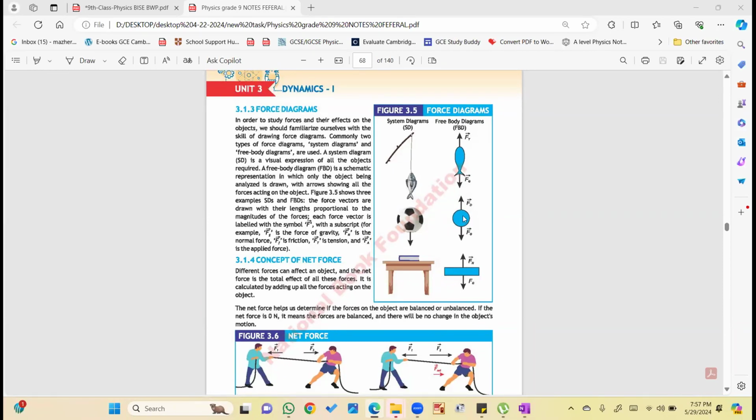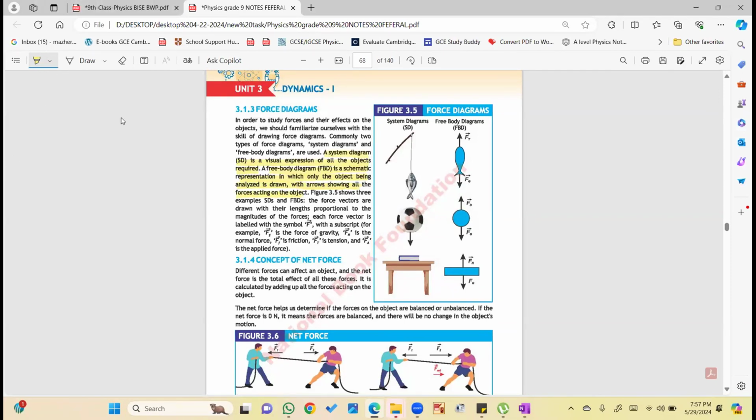It normally has certain shapes through which we show the direction of forces, and in a system diagram we actually take help from the object to show that forces are acting on it. As you could see here as well, a system diagram is the visual expression of all objects required, whereas a free body diagram is a schematic representation in which only the object being analyzed is drawn, with arrows showing all the forces acting on the object.